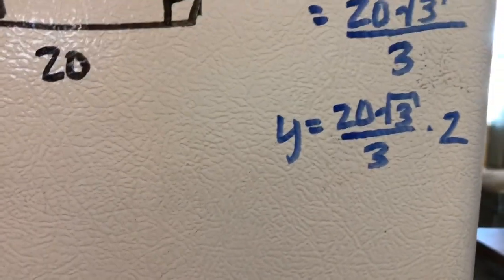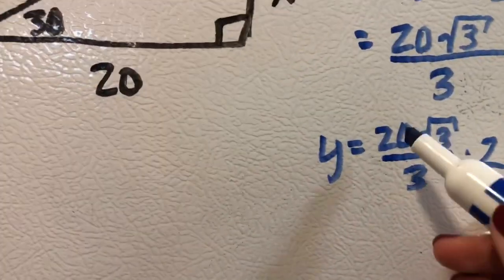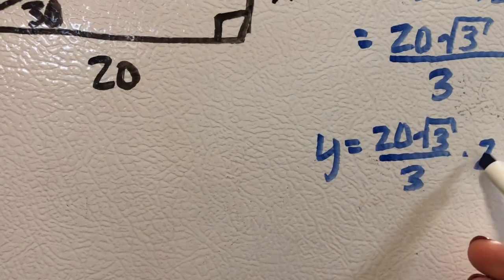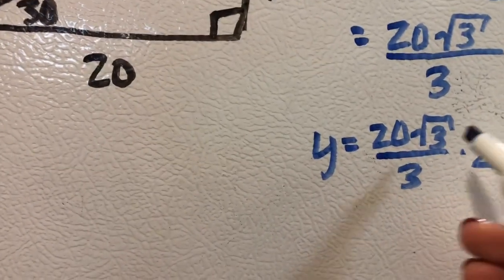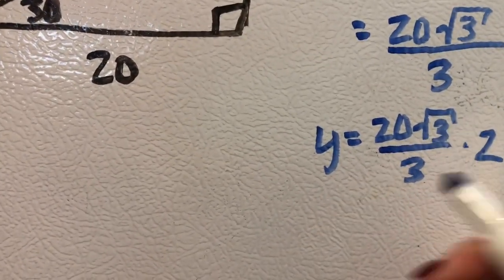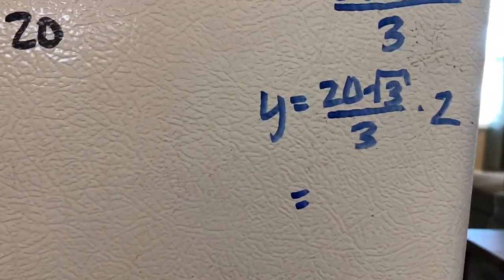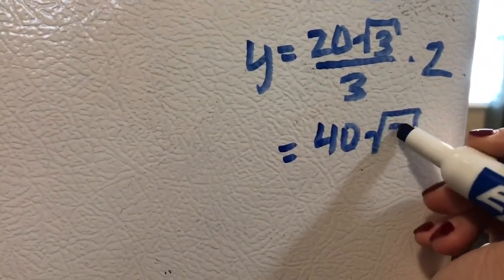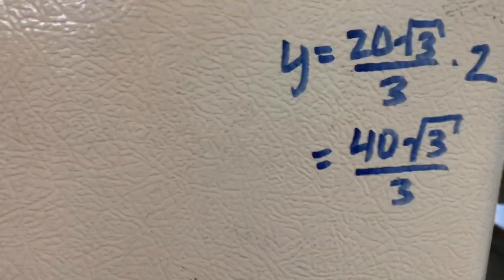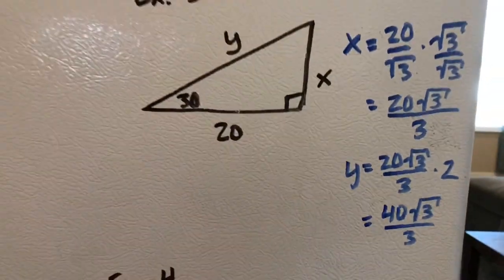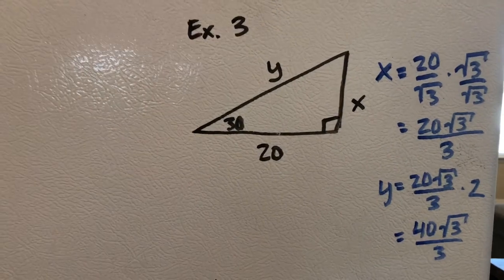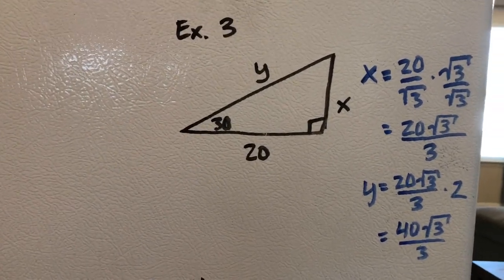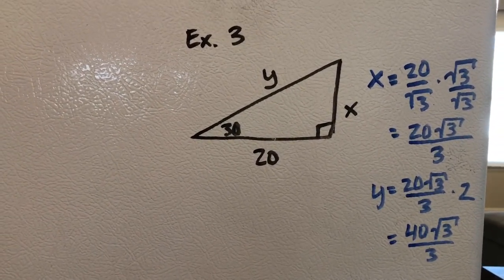Remember that when you're multiplying something with radicals in it, we're multiplying what's on the outsides of the radicals, and what's on the inside of the radical. And since we don't have another radical here, we're just worried about the outside. So my 20 times 2 is 40, and then we're just left with the radical 3 over 3 part. Okay, so my short leg was that 20 radical 3 over 3. Hypotenuse is going to be 40 radical 3 over 3.